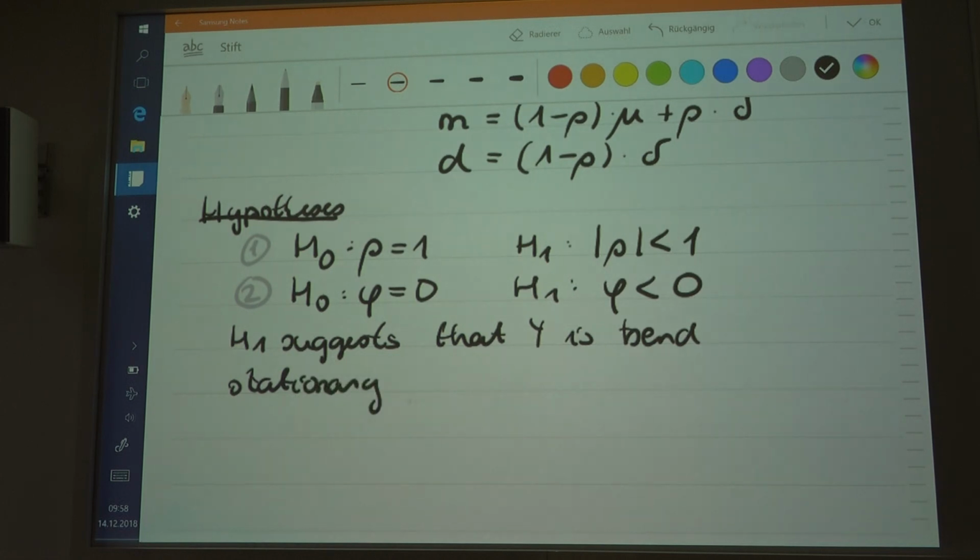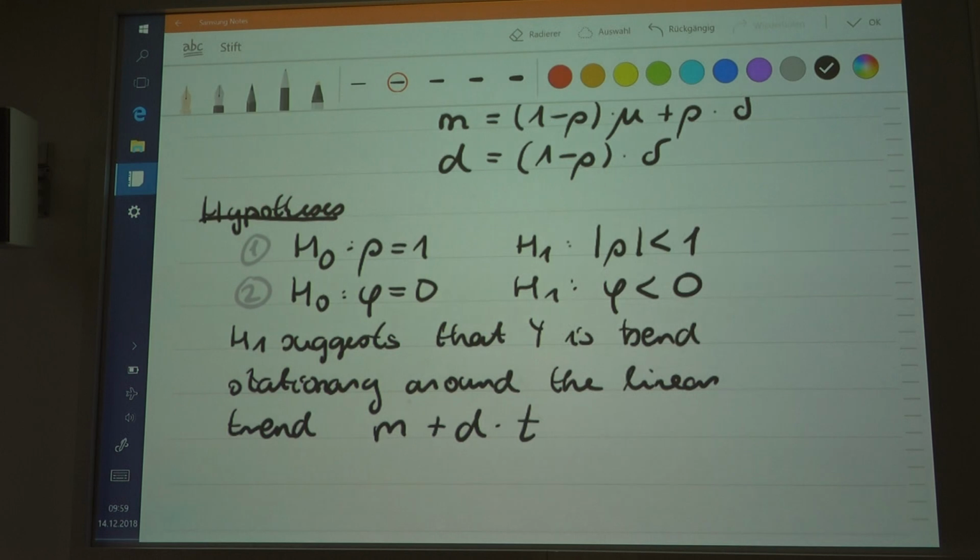So stationary around the linear trend m plus d times t. So this is the trend that you will get, okay? So if the null hypothesis is rejected, these are the three cases that you distinguish, all right? So the question is which case you would take, and the answer is relatively simple. It depends on what you would assume if you reject the null hypothesis.